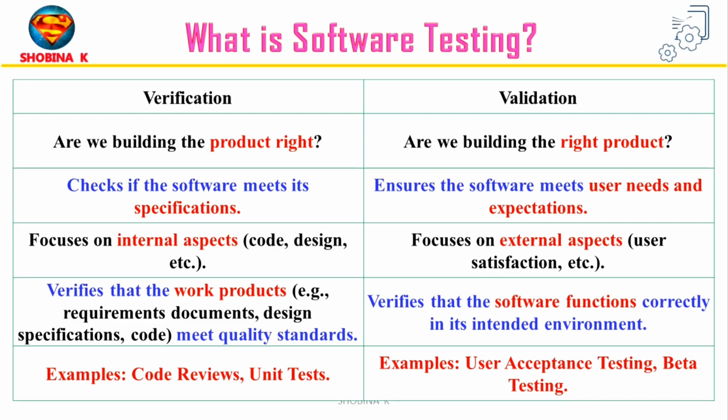Next, validation. Validation checks if you are building the right software that meets user needs and expectations. So it ensures software meets user needs. It focuses on user satisfaction. It verifies whether the software functions correctly in its environment. Validation makes sure the software is ready and suitable for release. Examples of validation activities include user acceptance testing and beta testing.